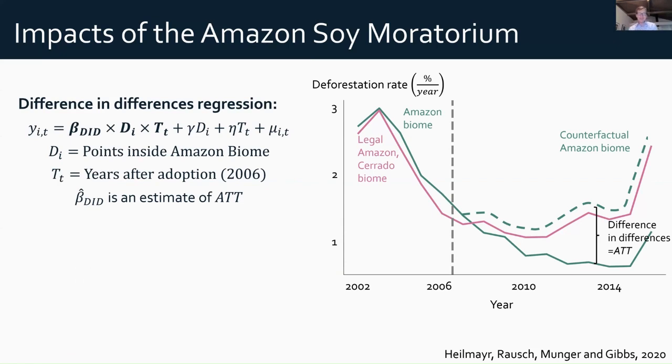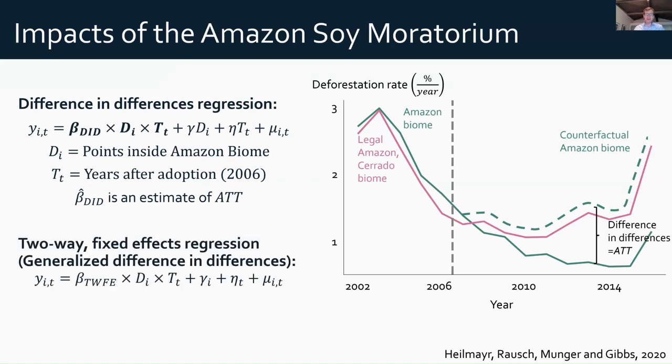The actual implementation is through a regression. So we're going to run a regression where Y_it, our deforestation for a given pixel at time t, is some function of whether you're in the Amazon biome, D_i, and whether you're in a time period after the adoption of that policy, 2006. We include coefficients estimated for both of those dummy variables, but then also their interaction. The coefficient on the interaction term, beta DID, is our estimate of the ATT. That's what we're trying to get. That will tell us the impact of the Amazon soy moratorium.